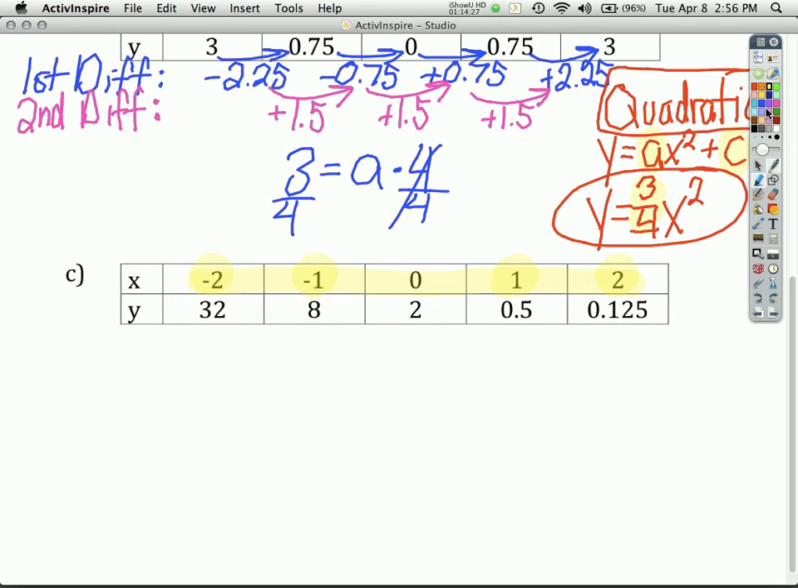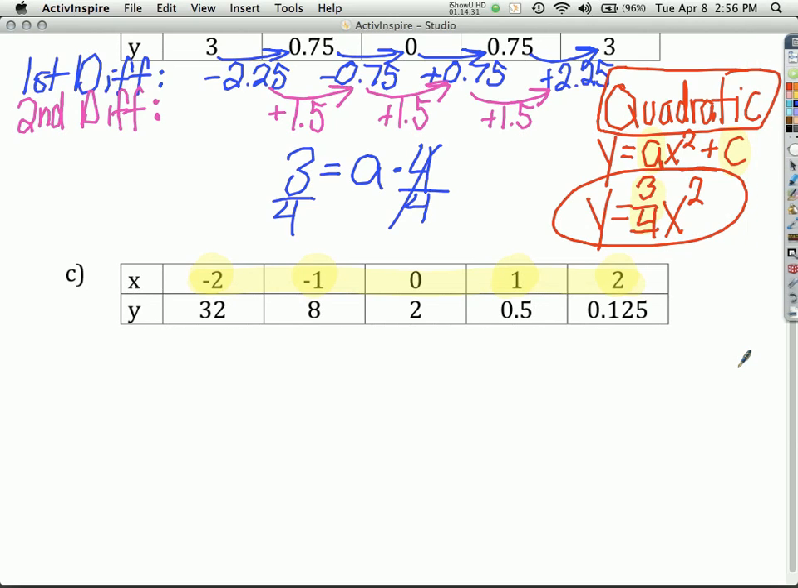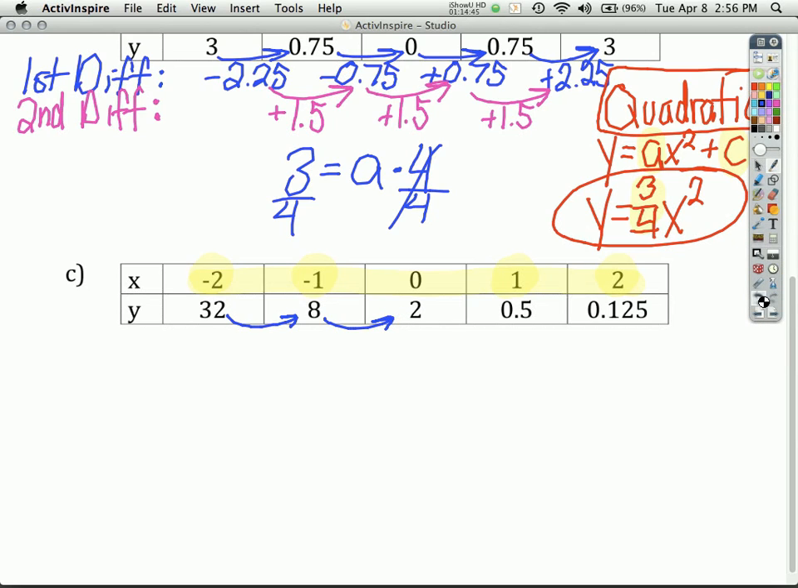So what Nathaniel had said was he just quickly looked and he said, oh, well, that's subtracting 24, that's subtracting 6, that's not the same. Clearly it's not linear. So we know it's not linear, we know it's not quadratic. So now we have to test the last possibility. The last possibility was checking to see if it's exponential.